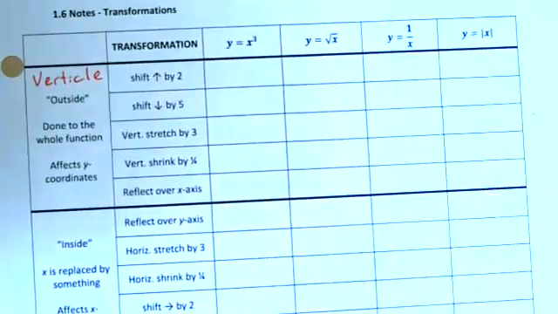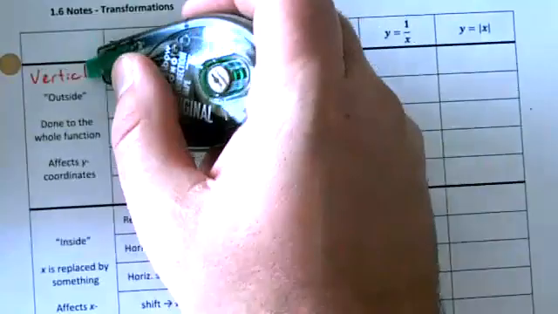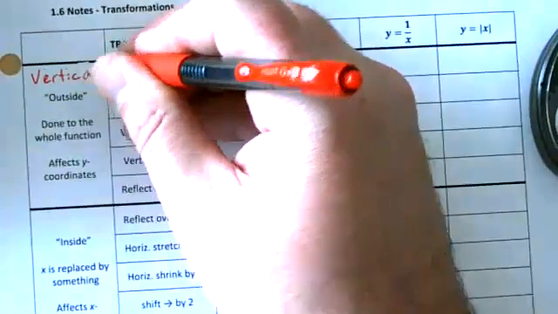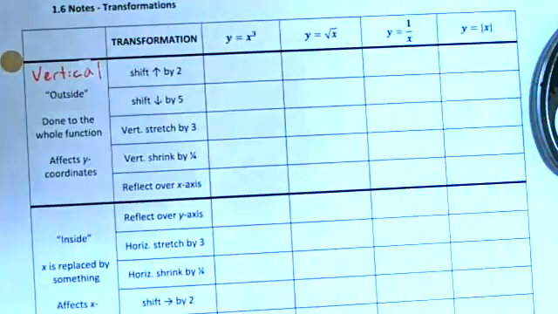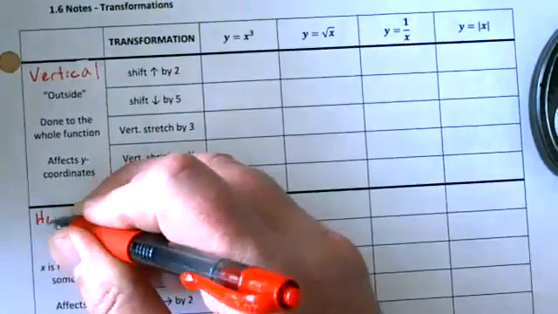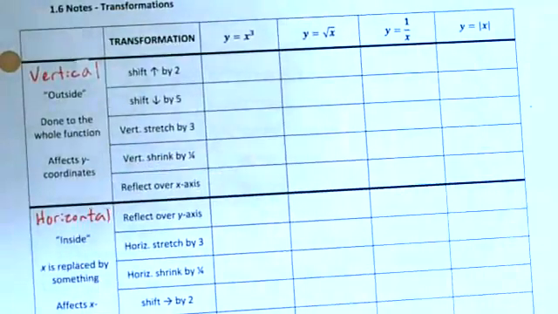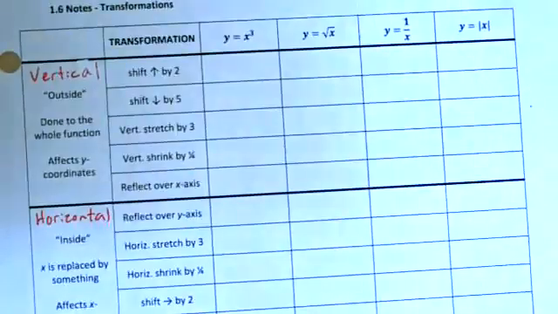I didn't spell that right, did I? Vertical. In the vertical direction, those are things that happen on the outside of our function. Does that sound familiar to you? There are things that are done to the function as a whole, and those are going to be things that affect y coordinates. When we talk about things in the horizontal direction, those things happen inside of the function.